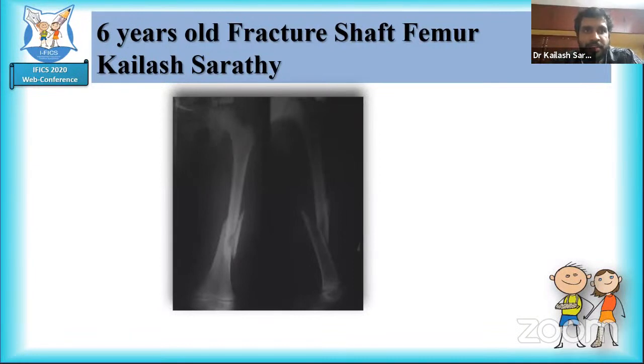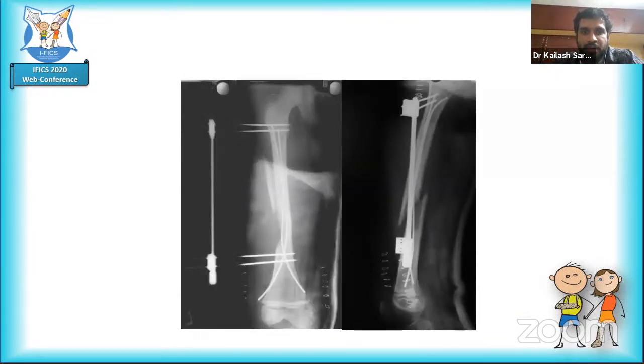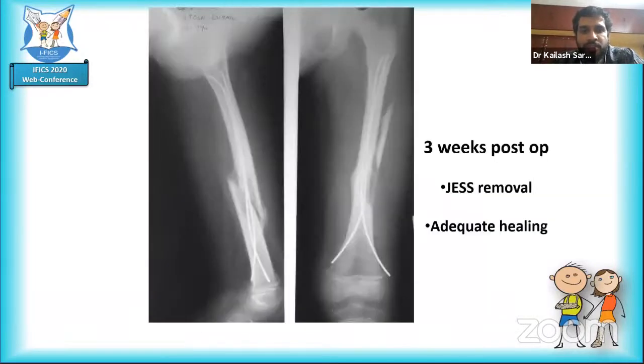Going on to the next case, this is a 6-year-old child presented with a shaft of femur fracture. As you can clearly see in the X-ray, it was a length unstable fracture. So we proceeded with a hybrid fixation in the form of a TENS nail along with an external fixator apparatus, as we can see here. This is a JESS fixator which was developed by Professor Joshi. At 3 weeks postoperatively, when we could see a good amount of callus, we removed the external fixator and mobilized the patient. This patient went on to heal without any complications whatsoever.